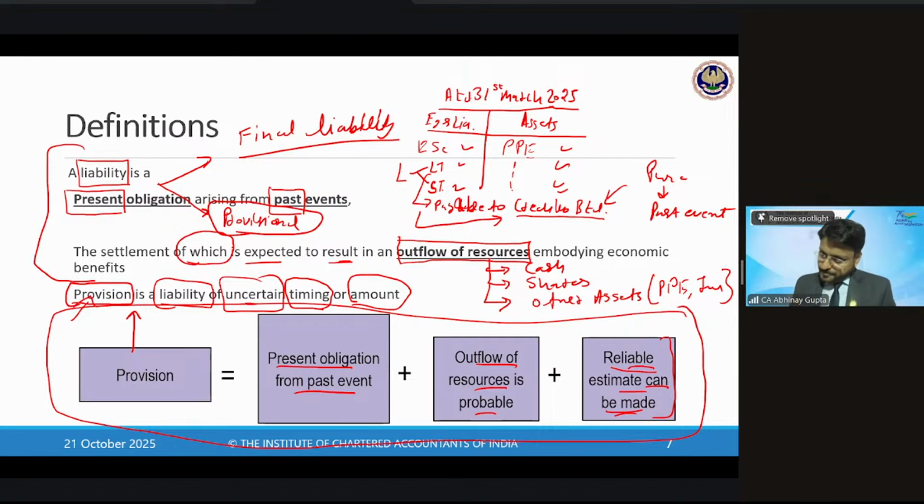Probable means if it is certain, above 50%. Okay. Probability. So you are saying neither the outflow is probable nor the estimate can be measured reliably. Hence, provision will not be recorded. Right? That's what your answer is. Correct? Yes. Okay. In that case, is there anything you will need to do on this in your balance sheet?